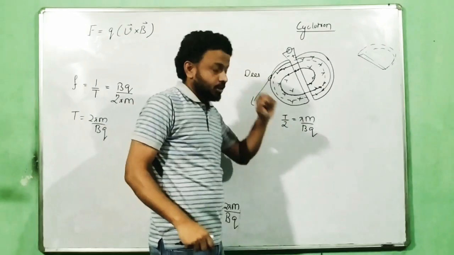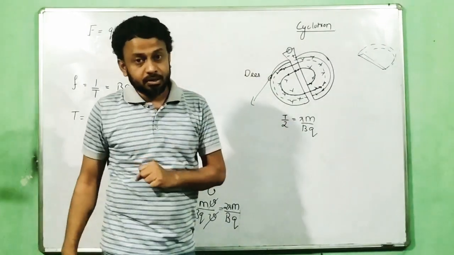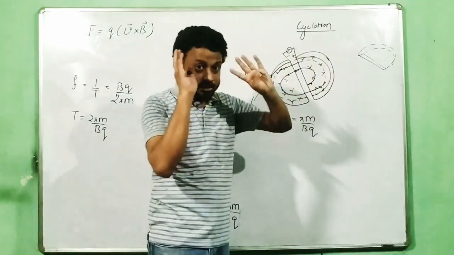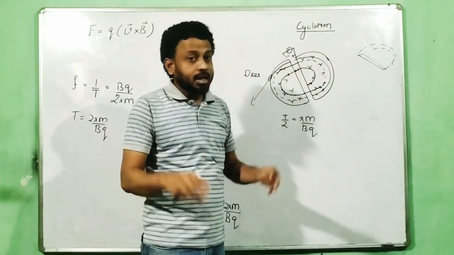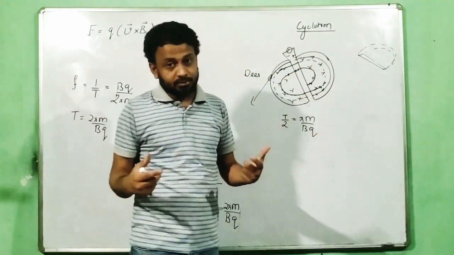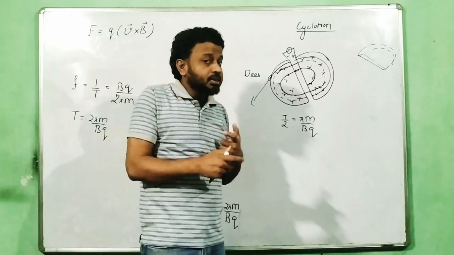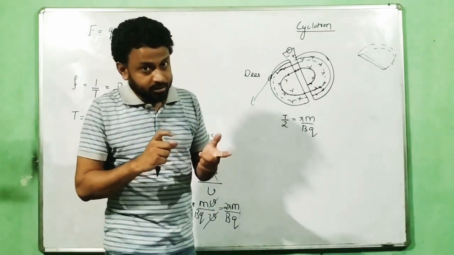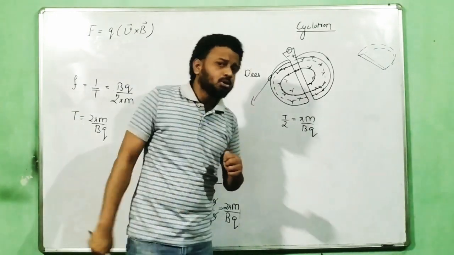Well, that is the construction of D and the working of D. In the space where the D is the shape, the D-shaped area has a magnetic field, but the gap has an electric field. How is that electric field created? By creating an alternating potential. Now, what is the good thing about this alternating potential?